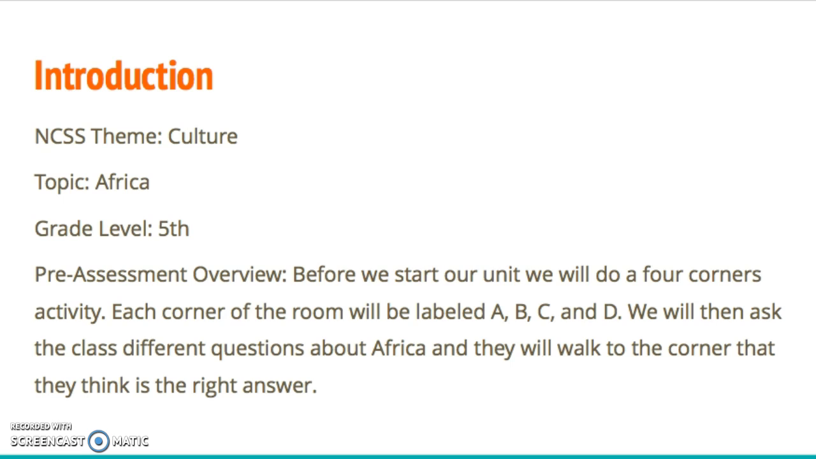The grade level is 5th grade, and for the pre-assessment, before the unit, we would have them do a 4 corners activity, where each corner of the room will be labeled A, B, C, and D, and then we'll ask them questions regarding Africa, and they'd walk to the corner that they think is the right answer.